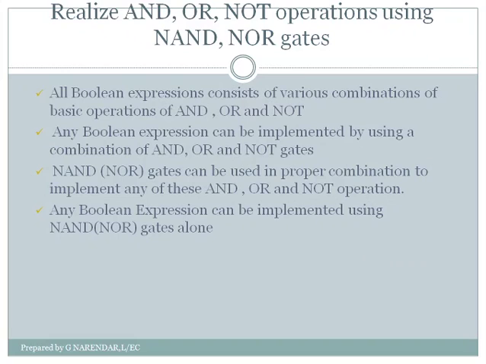Otherwise we can say, how to realize the basic operations, that is AND, OR or NOT operations, using the so-called universal gates NAND and NOR logic gates. So why they are called universal logic gates, and how to implement the basic operations using these gates alone.